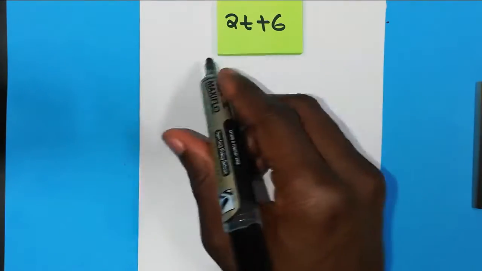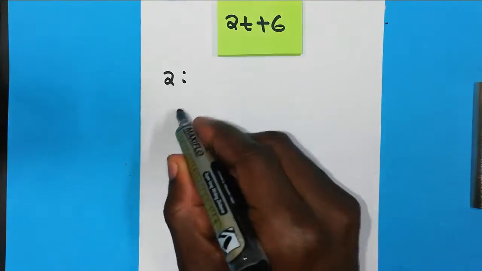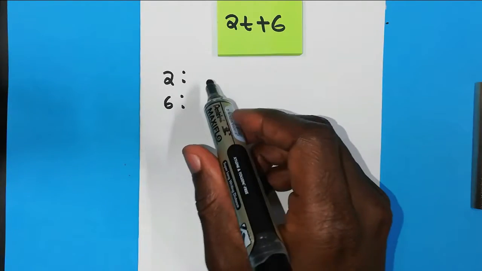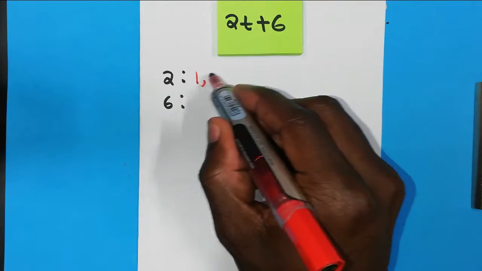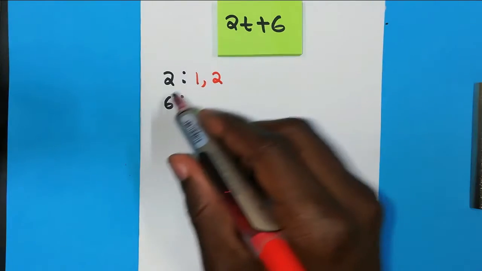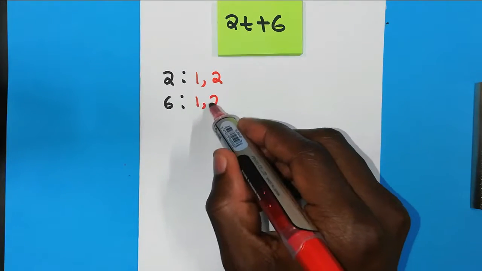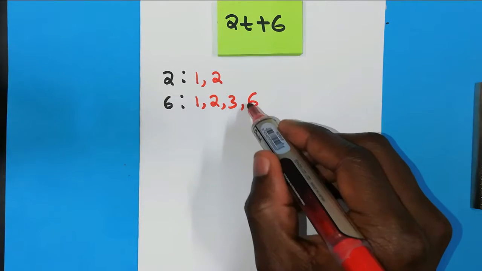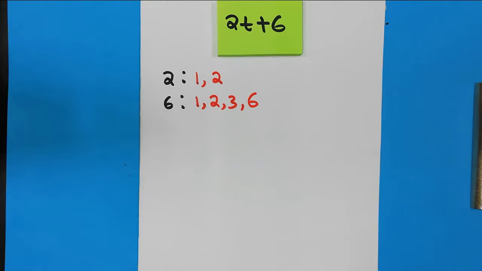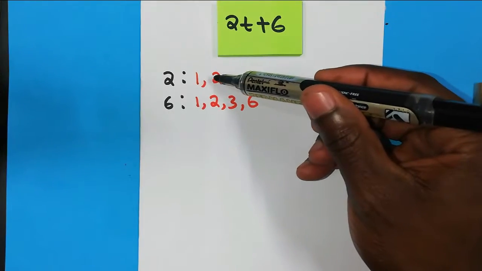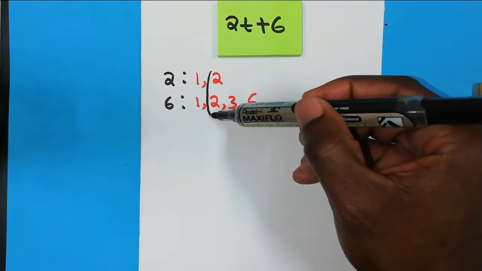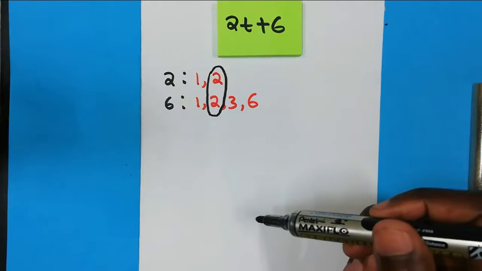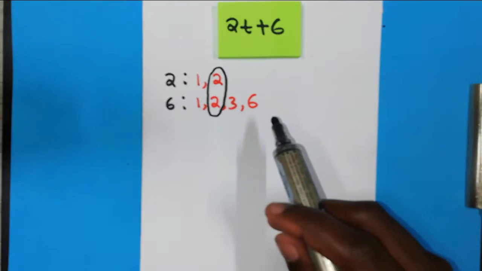Let's move to the next one. When you have an expression like this one, you write the numbers, 2 and 6. What you're going to do is write the factors of 2. Factors of 2 are 1 and 2. Factors of 6 are 1, 2, 3 and 6. Great. Now what is common between these factors of 2 and factors of 6? This is common. That is your common factor on this expression.